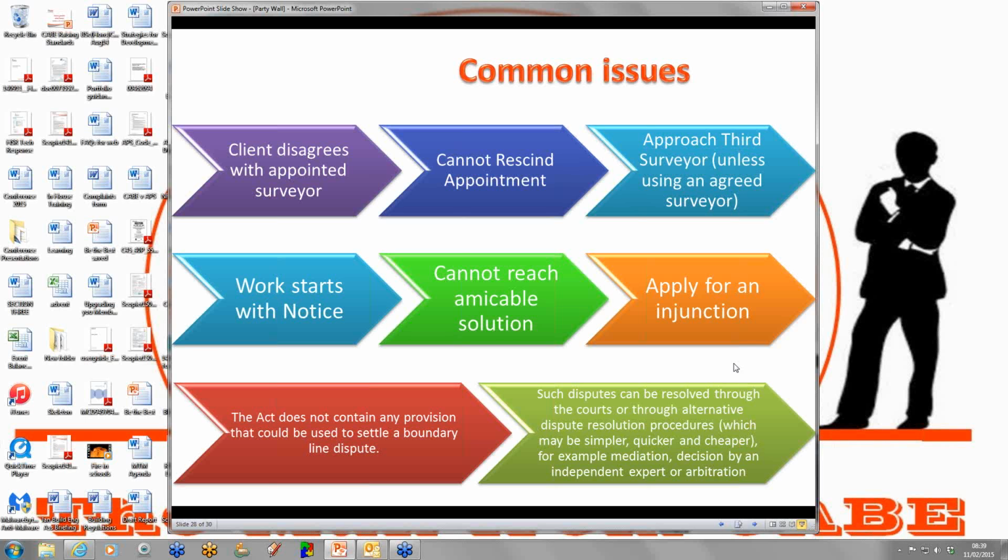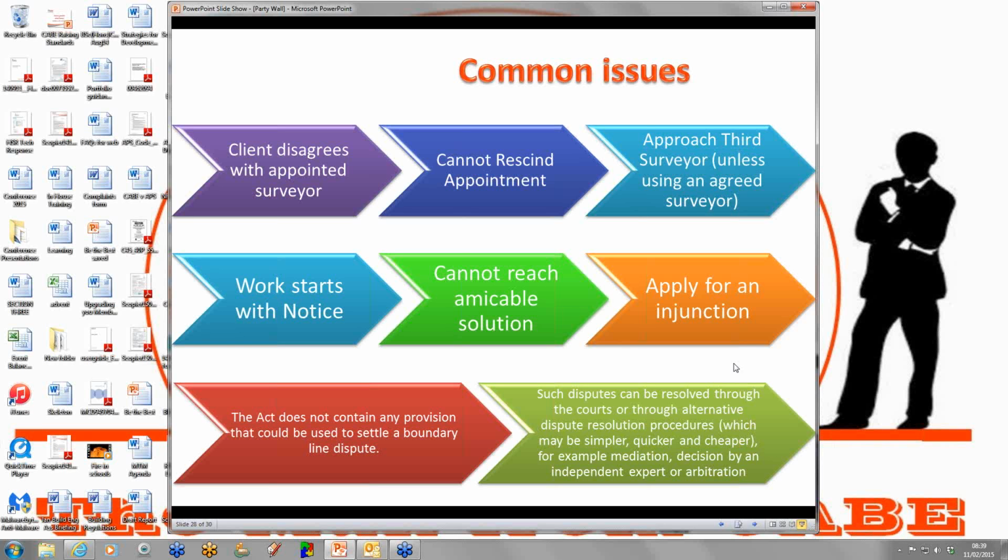If they have a total issue with the surveyor they've appointed, and both parties are using individual surveyors, the client could potentially approach a third surveyor. But if you're using an agreed surveyor, you haven't really got that option.